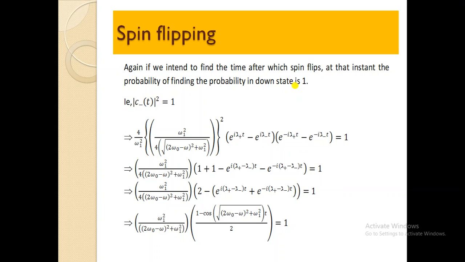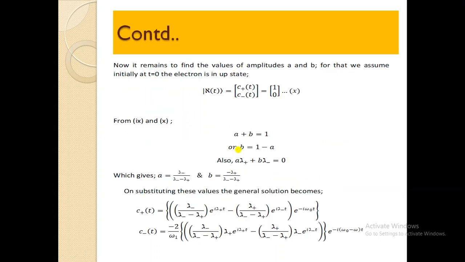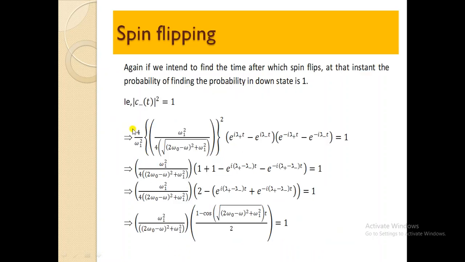We have used that condition for finding the probability in the down state, that is |c_-(t)|² = 1. This is the formula of probability, which is equal to c_-(t) into c_-(t) complex conjugate. How I have to solve, I will tell here. This term is real, so c_-(t) and its complex conjugate will be the same. So minus into minus will be plus, and 2 into 2 is 4, divided by omega 1 square. The 4 divided by omega 1 square comes from that.